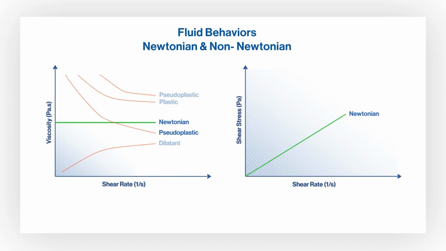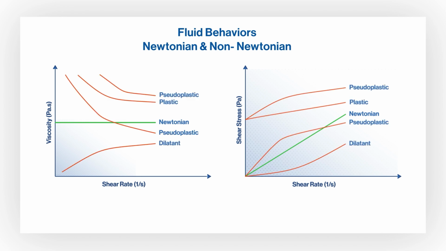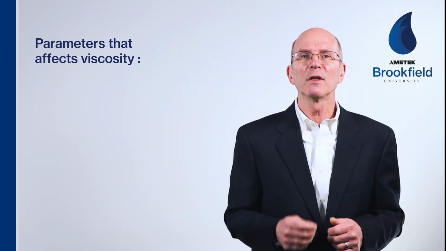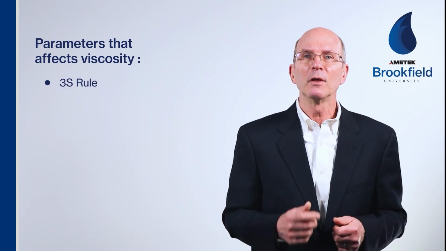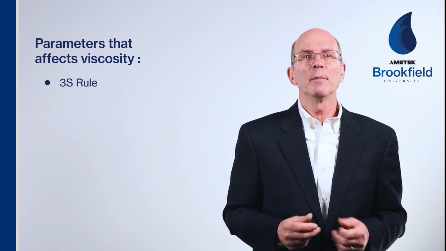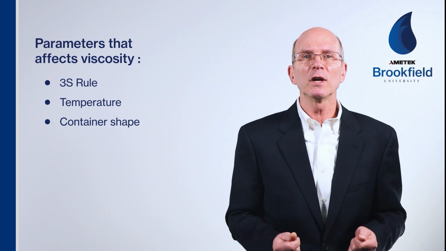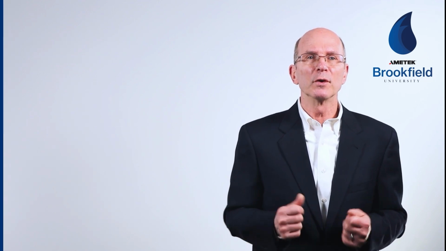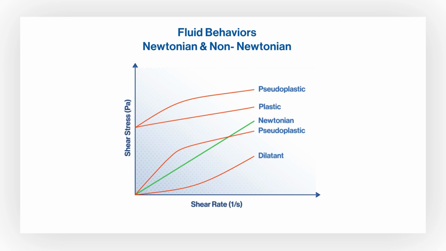Non-Newtonian fluid viscosity is dependent upon shear rate and stress. The measured viscosity value is accurate only for the exact method parameters. This includes not only the 3S rule of same spindle, speed, and spring range, but also temperature, container shape, and sample handling and conditioning. With non-Newtonian fluids, the relationship between shear stress, or tau, and shear rate, or gamma dot, is not constant.